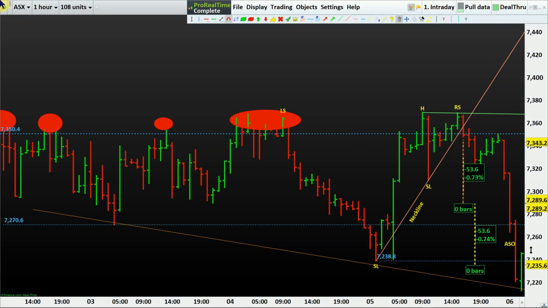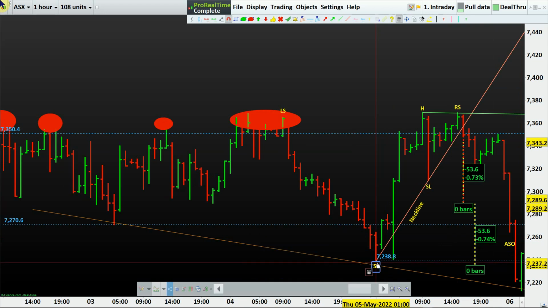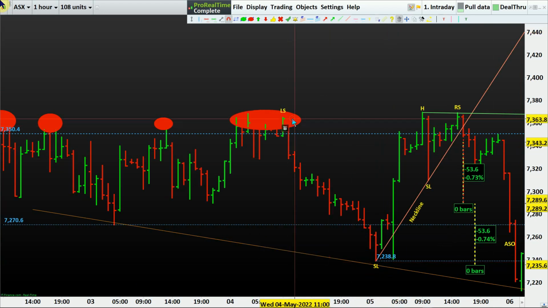I can snap back again on the support. That was a monthly support line.